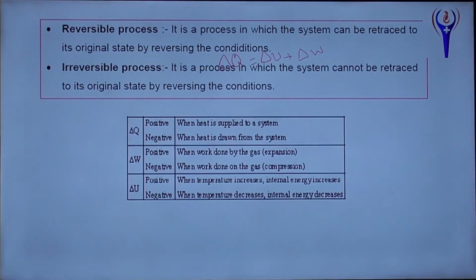And a reversible process is a process in which the system can be retraced to its original state by reversing the conditions. That is a reversible process. And an irreversible process is a process in which a system cannot be retraced to its original state by reversing the conditions. That is an irreversible process.